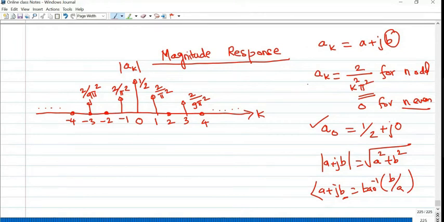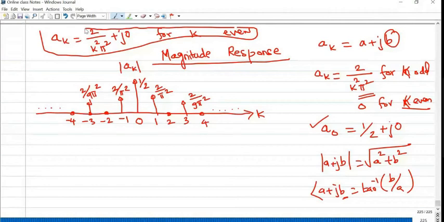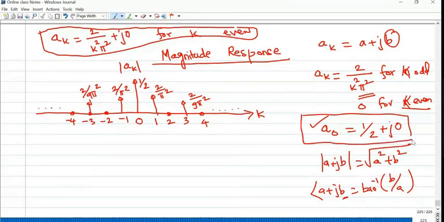Do you understand? So for this example, our AK value is 2 divided by K square pi square plus J0 for K value even. For K value odd, AK value is 0. And separately we found the value for K equal to 0.